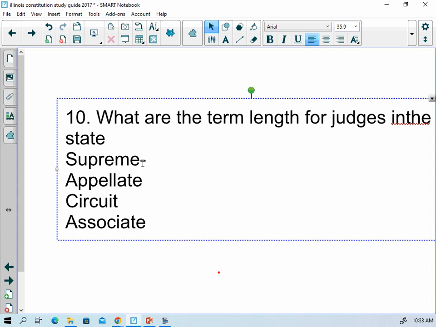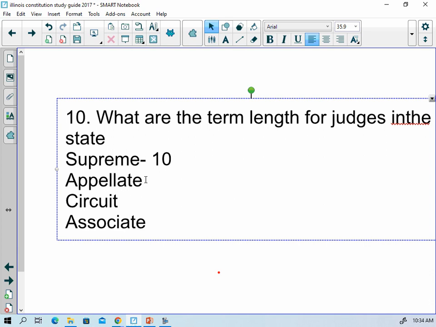So, here we go. What's the term length for a Supreme Court judge? It is justice, but what is the term length? How long do they serve in office? So in the Supreme Court, in the federal Constitution, yes. However, it's Illinois Supreme Court judges. Close. It's 10. Nice job in the back.